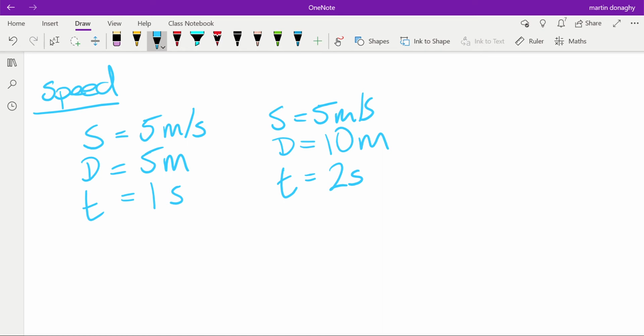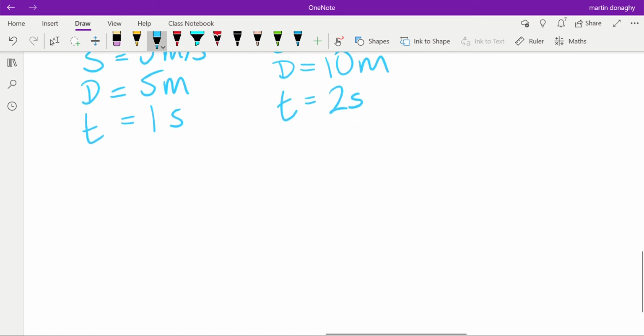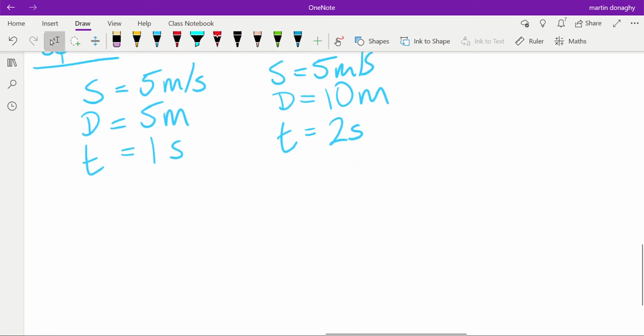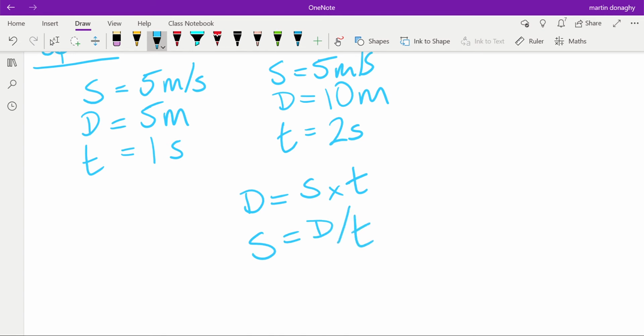Now we can put that together into a nice little formula. So we would say that distance equals speed times time, or more commonly this is written in physics as speed is equal to the distance divided by time, and that's what we're going to stick with.